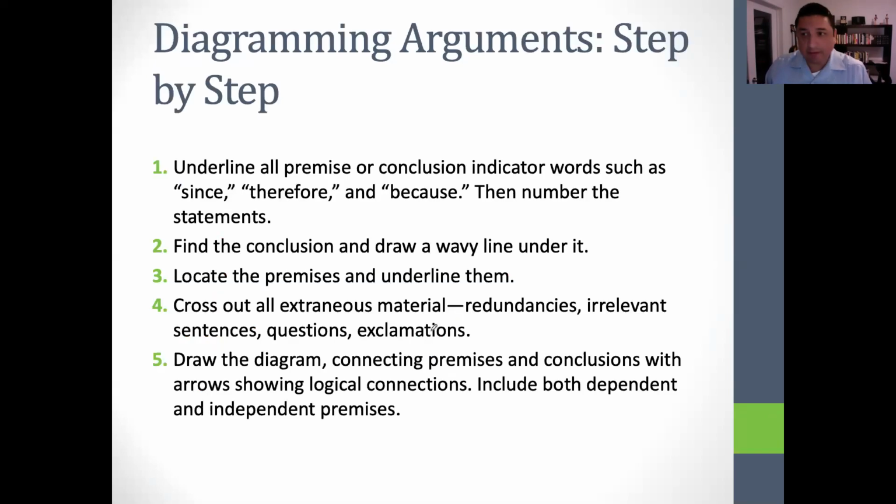Okay, so we're going to use a method to do this. It is a 5-step method, right? First, we're going to take the passage and do some underlining. We're going to number the statements, and then draw an underline under the indicator words. Since, therefore, and because are all indicator words. We'll take a couple of passages here in a second to do this. But right now, let's just present the 5 steps.